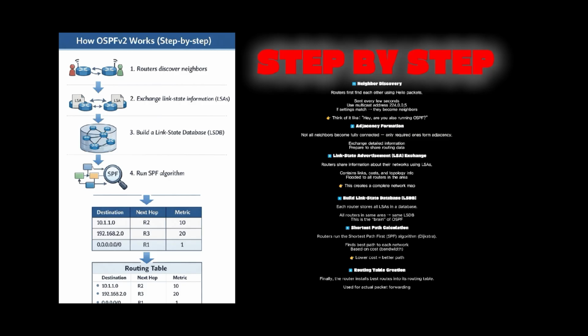Third, link state advertisement exchange. Routers share information about their network using LSA. It contains link, costs, and topology information flooded to all routers in the area. This creates a complete network map. Fourth is building the link state database. Each router stores all LSAs in a database. All routers in the same area have the same LSDB. This is the brain of OSPF.